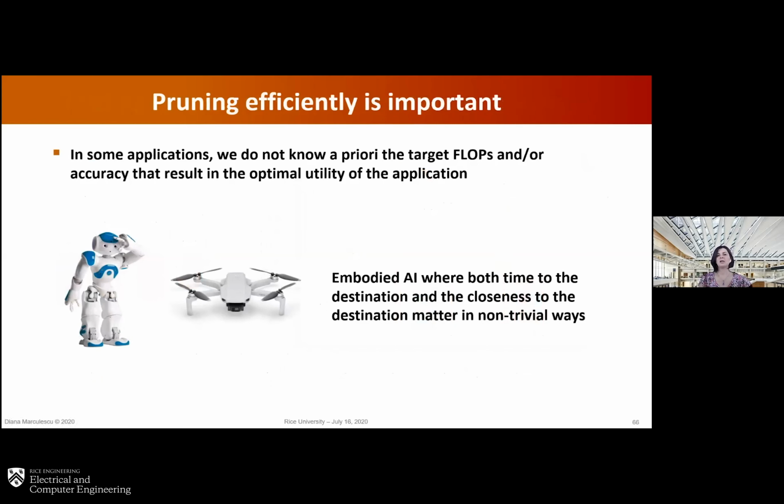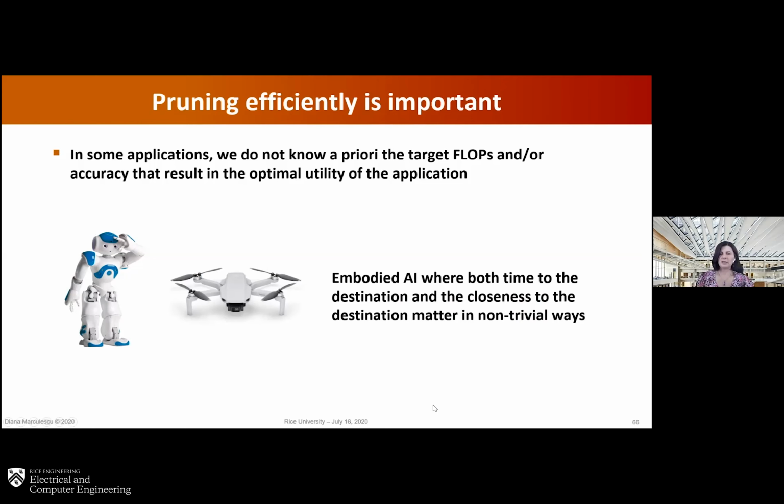And this is important, because in many applications we do not have this prior, this a priori target flop count or accuracy for our particular application. This is especially true for applications depicted here, where you have embodied AI applications where both time to destination and closeness to destination are important. So this is especially important in autonomous UAV robotics applications.